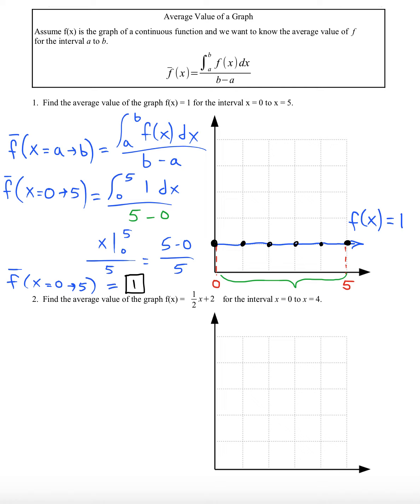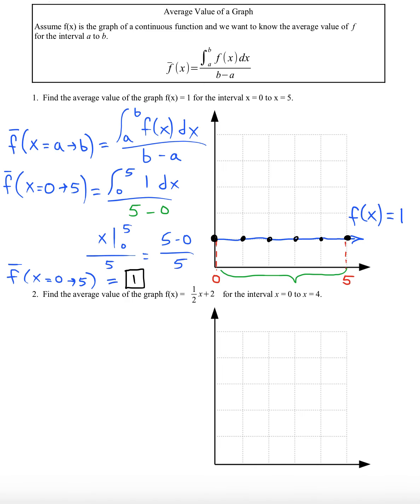But now let's try one where the height of it changes. Function says 1/2 x plus 2. Looks like this. Let's mark out the interval. Go from 0 to 4.